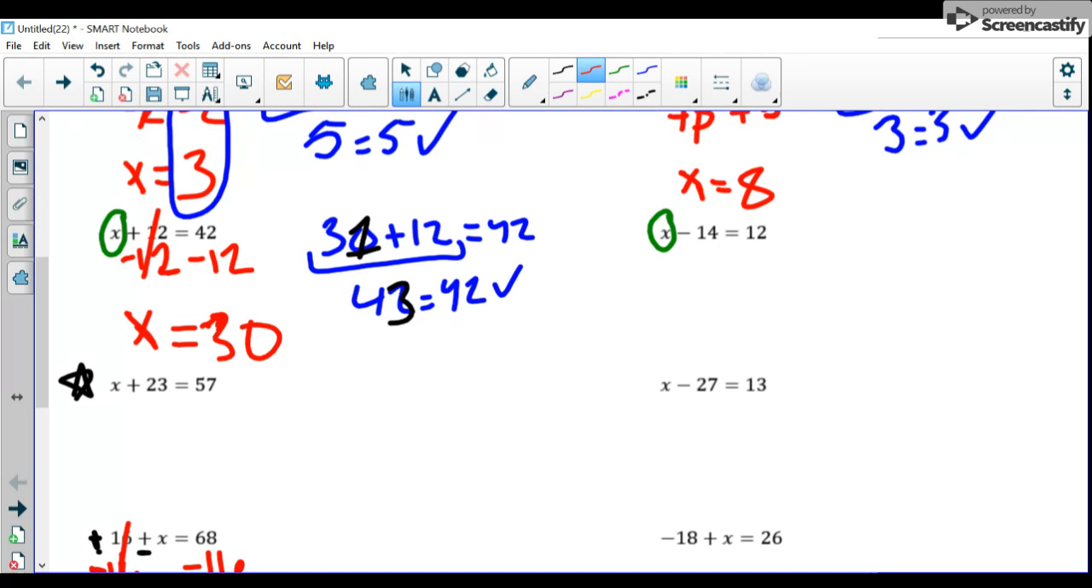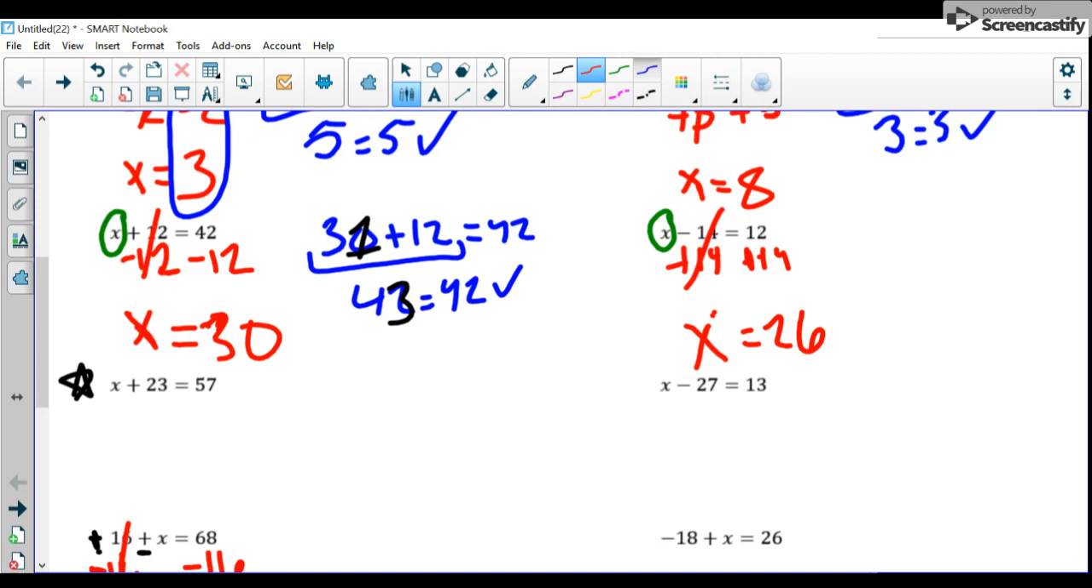So what is the opposite of minus 14? Well, that's going to be plus 14. So I'm going to add 14. I'm going to go ahead and add 14 to both sides just while I'm here. And then I know that minus 14 plus 14, because those are opposites, are going to give me a 0, which cancels out. And then I'm left with x equals 12 plus 14 is 26.